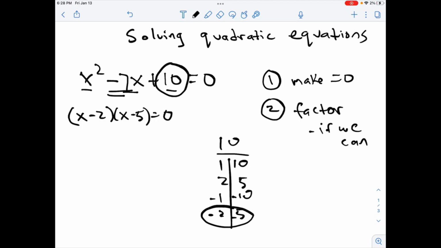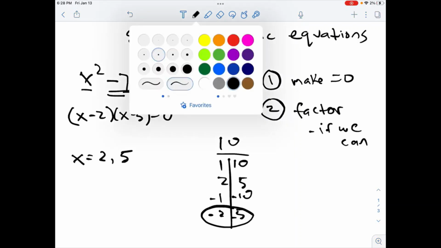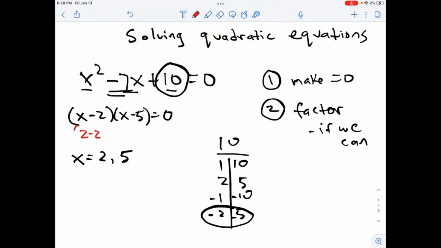Now the two numbers that satisfy this equation are 2 and 5, and they satisfy it because if I plug in the number 2 here, 2 minus 2 is 0, and then 0 times whatever that is, is 0. Or if I plug in 5, the factor we care about is 5 minus 5, which is 0, and that makes everything 0. We can also plug these into the top equation, and it's also going to work. 5 squared minus 7 times 5 plus 10 is the same thing as 25 minus 35 plus 10, which is equal to 0.